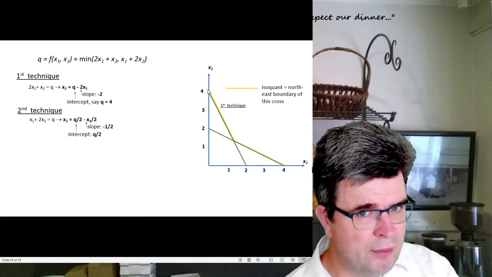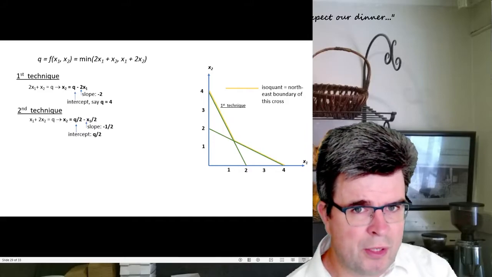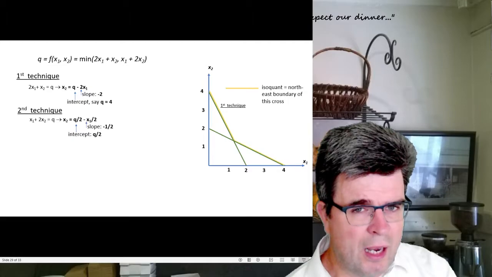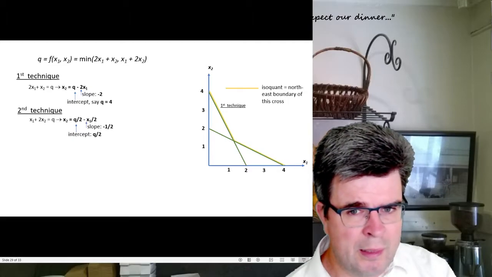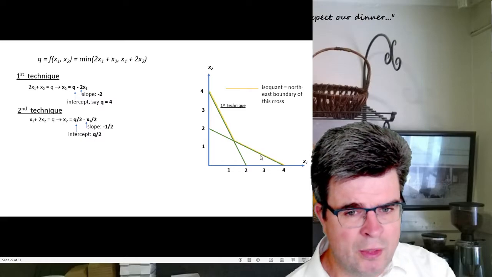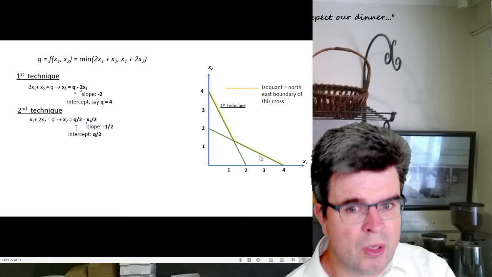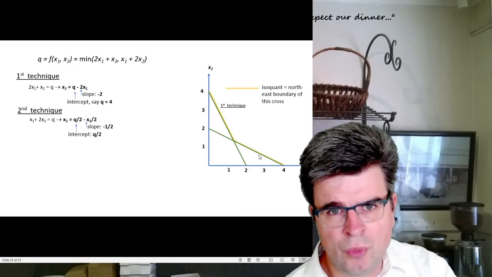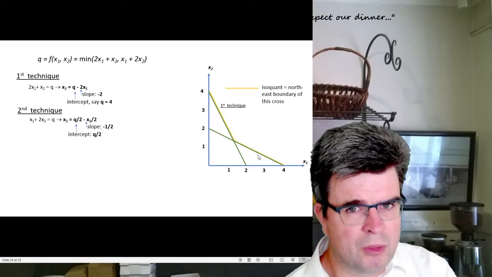So knowing that, we want to answer the question: how much capital and labor we should hire. So which specific point at this yellow isoquant we need to be at in order to minimize our cost. In the end, we want to attain the production of 4 units of output at a minimum cost.